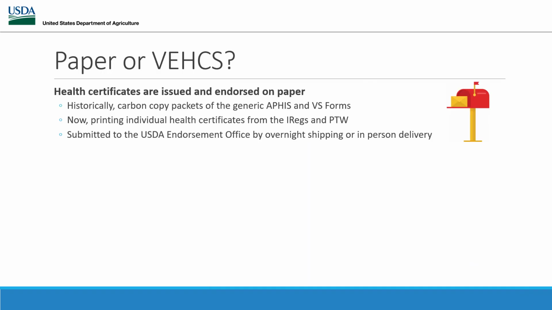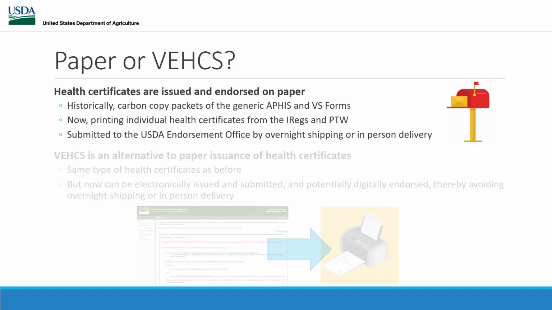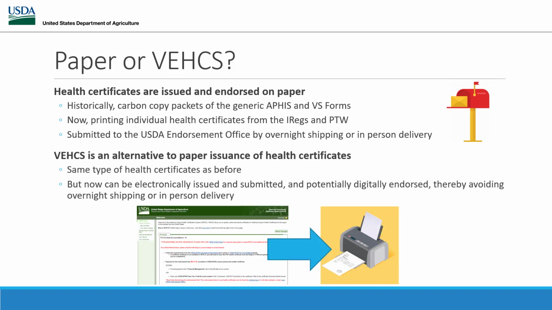Up until recent years, accredited veterinarians had only one option for issuing a health certificate, and that was by use of a carbon copy packet of the APHIS and VS forms, or printing the health certificate from the IRegs or PTW onto a piece of paper, which was then submitted to the USDA Endorsement Office by overnight shipping or delivering in person.